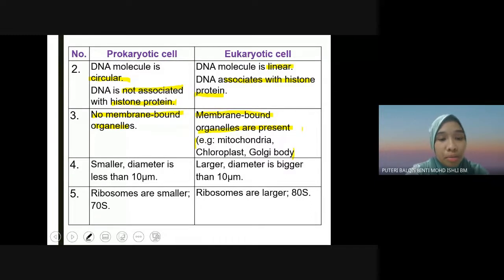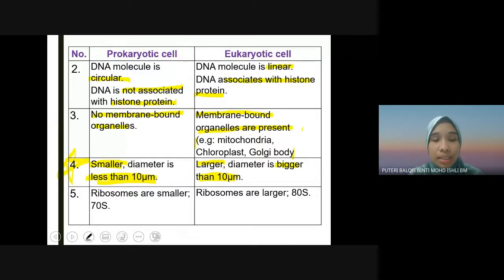Number 4, smaller versus larger. Bila awak cakap smaller, awak kena state dia punya size berapa. Same goes for eukaryotic cell. Kalau larger, kena cakap bigger than 10 micrometer. Untuk point yang ni, saya nak bagi tahu sikit. Ada satu tahun tu, I can't remember when, I think it was 3 to 4 years ago.